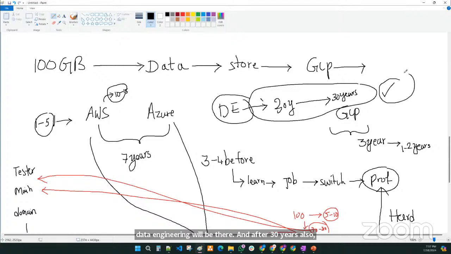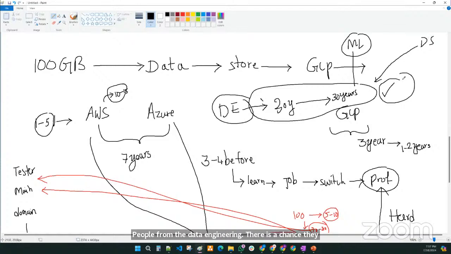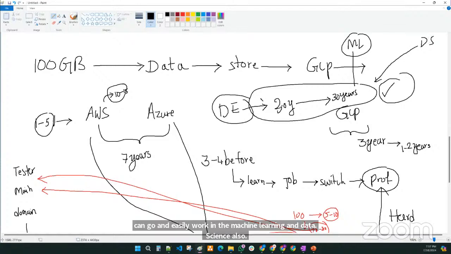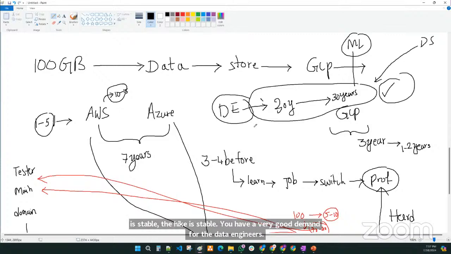People from data science also come to data engineering. People from machine learning also come to data engineering. People from data engineering can also easily go and work in machine learning and data science. Don't think otherwise, because the job in data engineering is stable, the hike is stable, and you have a very good demand for data engineers. So this is what it is, guys.